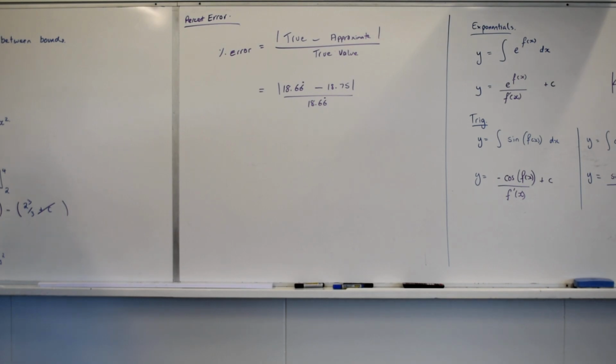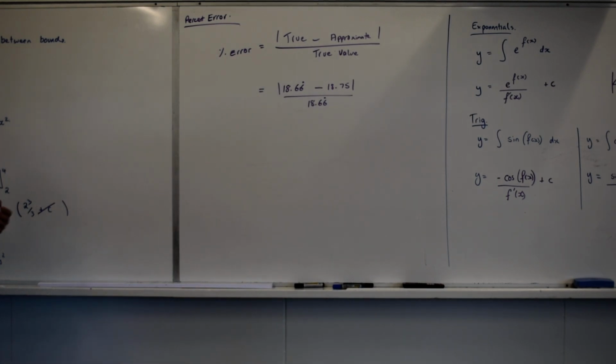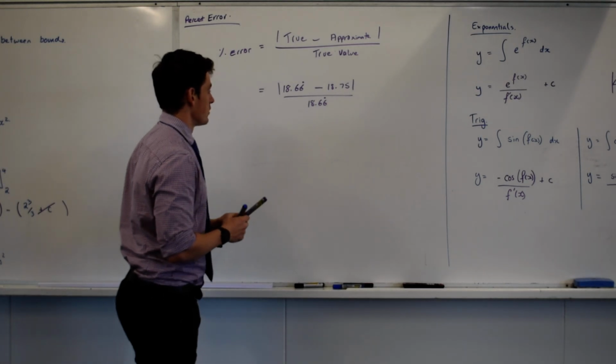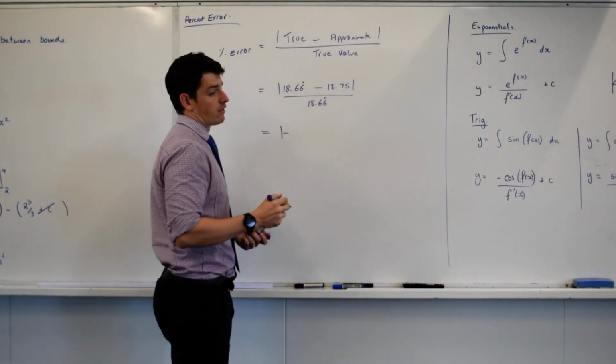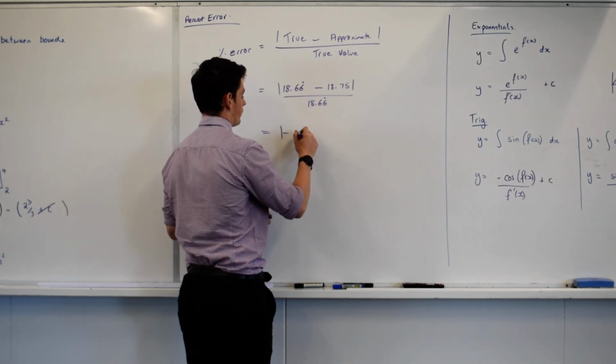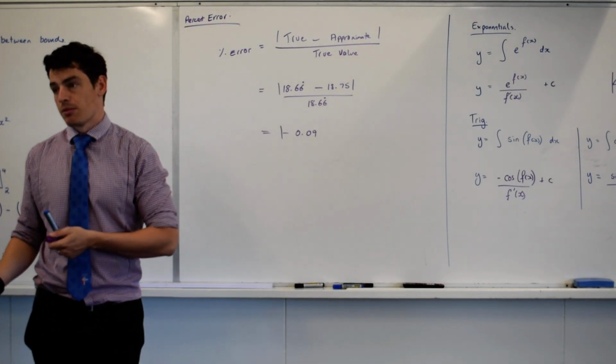Our value should always be positive. If you get a negative, you've made a boo-boo. Try and fix it up. If you can't fix it up, just make it positive. So 18.66 minus 18.75 is a negative value, which means I need the absolute of negative 0.09, I believe, or something like that.